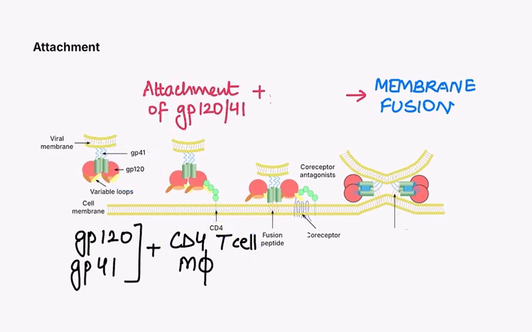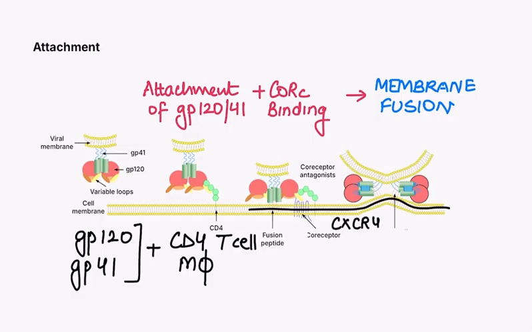But one attachment for HIV is not enough. HIV is pretty deadly, so it requires 2 types of attachments. There is another attachment known as co-receptor binding. Co-receptor binding means that on top of this, for example, if this is the CD4 T cell, it will have another receptor called CXCR4. If this would have been a macrophage, it will have CCR5. So HIV also has to bind to this receptor, and then the binding will be complete.